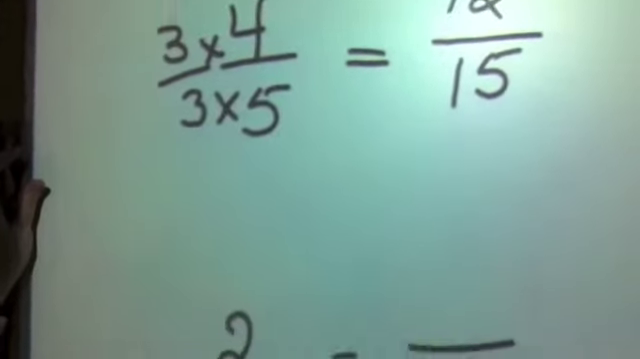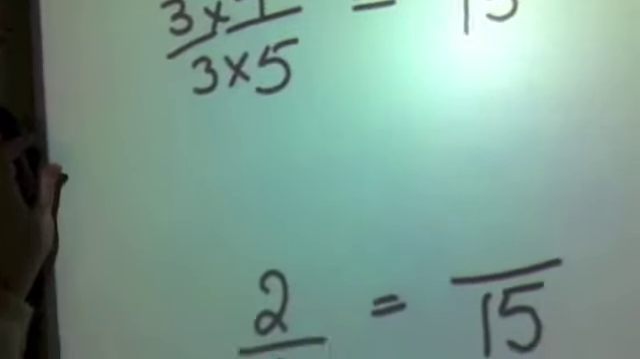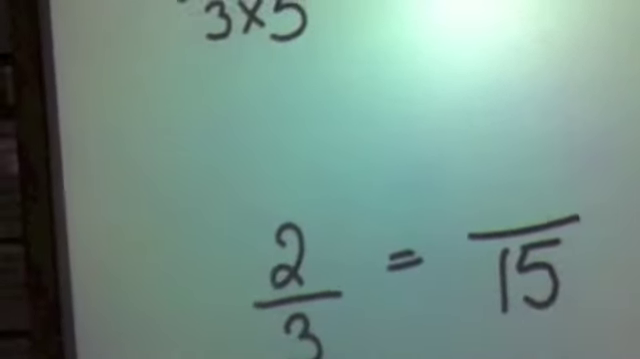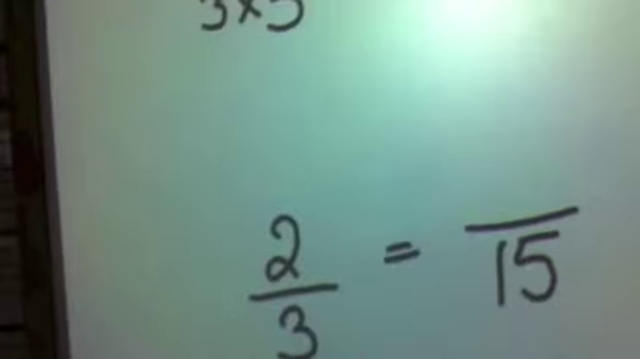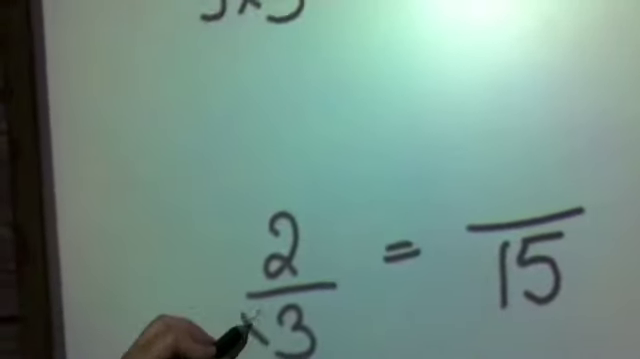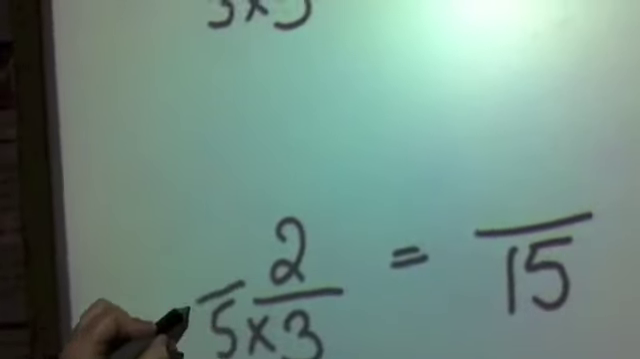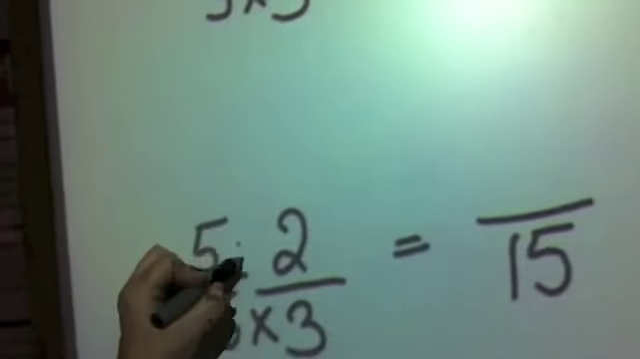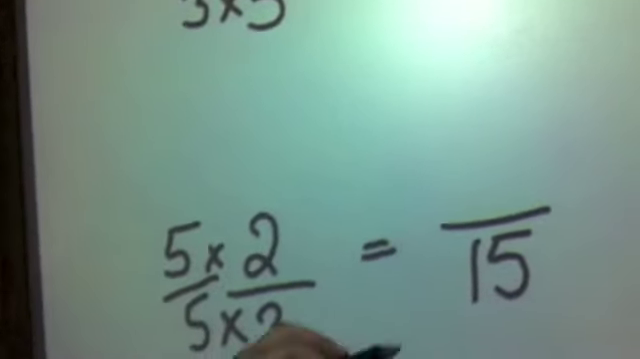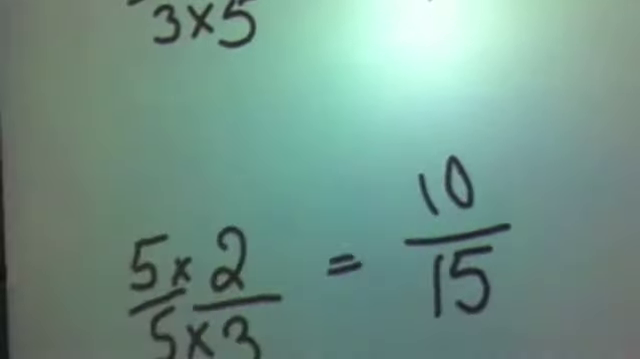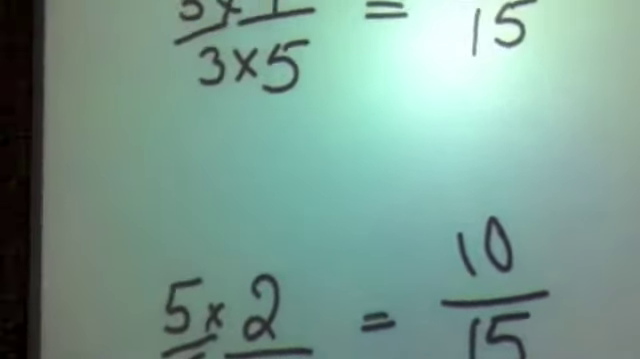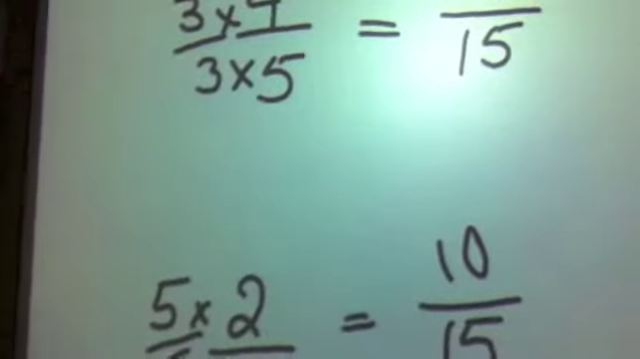Now I'm going to move down to my 2/3, and 2/3 I also want to get into 15ths, and again I'm going to do that same process, and I'm going to think what times 3 equaled that 15, and that's going to be 5. And again, I must also multiply my numerator by that same factor 5, and 5 times 2 is 10. So an equivalent fraction to 2/3 is 10/15.